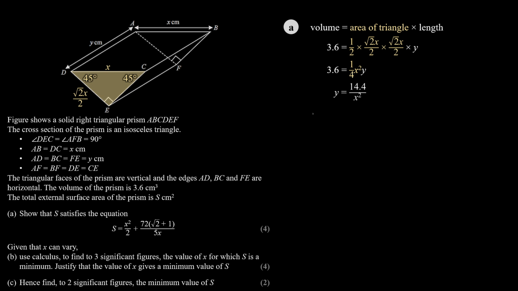The surface area of the prism includes 2 right triangles and 3 rectangles. The area of the triangles is x squared over 4, and the areas of the rectangles are xy, root 2xy over 2, and root 2xy over 2.